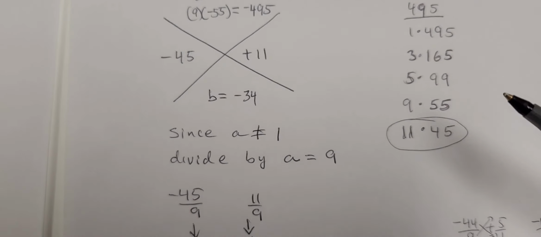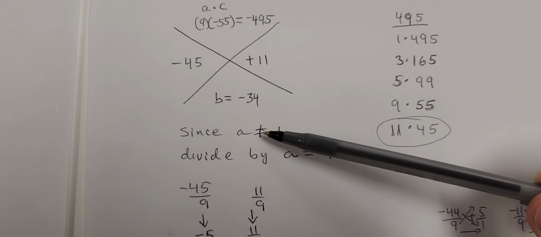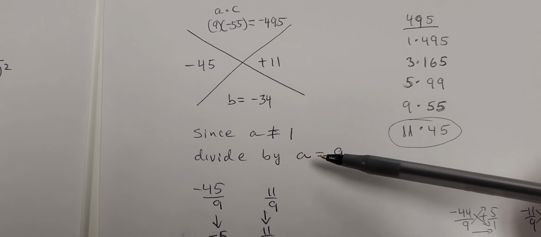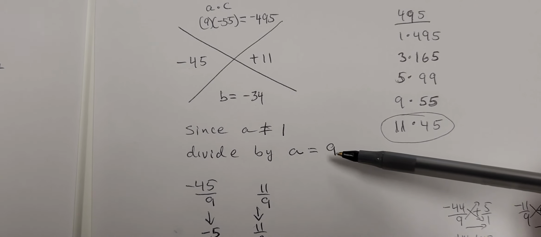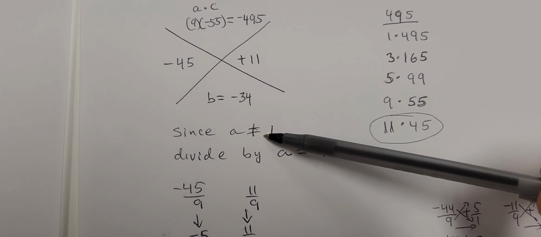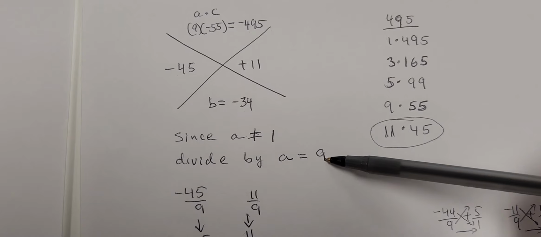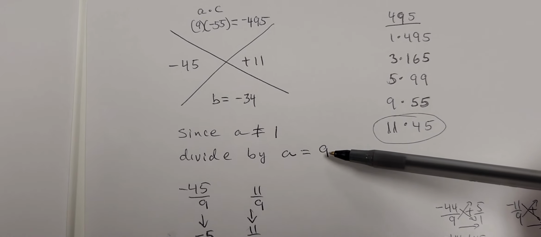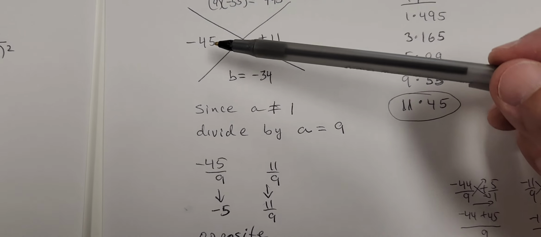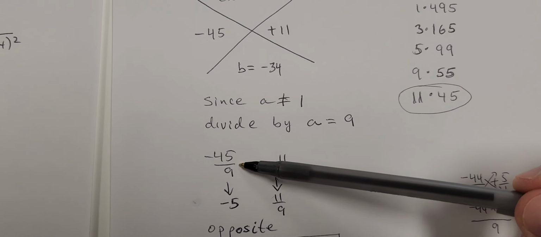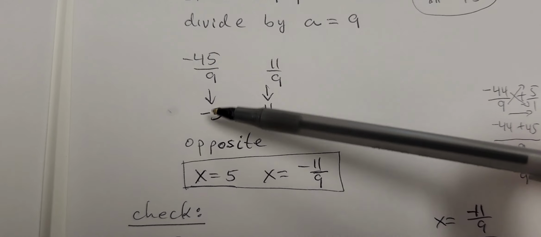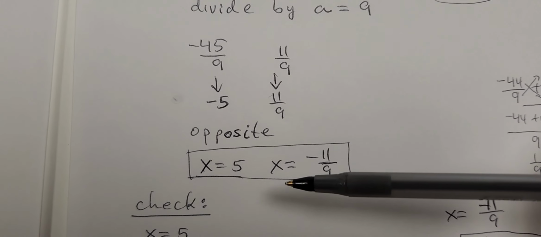Once that's done, now we have to take care of this part. Since A is not 1, we have to divide by 9. One more time, if A is not 1, we have to divide by A, whatever A is. In our case, A is 9, so we divide by 9. So negative 45 divided by 9, 11 divided by 9. If you can reduce, reduce. If you cannot reduce, leave it alone.